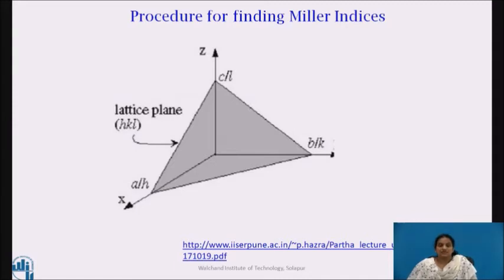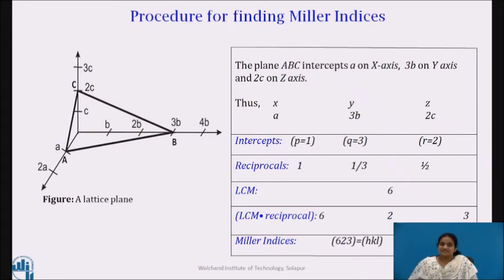Now students, for better understanding, let us take one example to find out Miller indices. Here consider a crystal structure with a, b, c as the unit cell edges along the x, y and z axis respectively. The plane ABC intercepts at a on the x-axis, 3b on the y-axis and 2c on the z-axis. So first write down the intercepts in terms of lattice constants. Then next take the reciprocals.